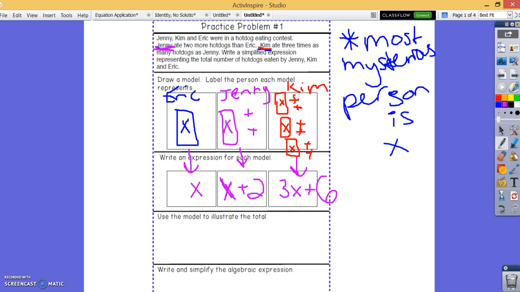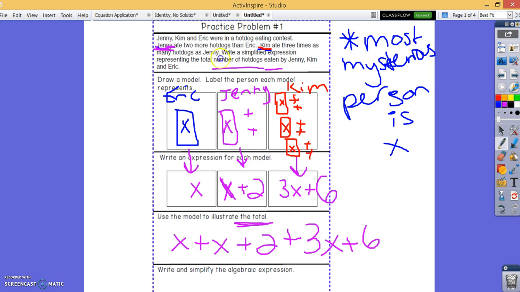Now we're going to use that to illustrate the total. So we've got X plus, because it's Eric's and Jenny's and Kim's. So we're going to add them all together because, again, we want to find the total number of hot dogs eaten. And now we're going to write and simplify the algebraic expression. So we're going to combine like terms, in other words. We've got 1x plus 1x, which is 2x, plus 3x, so that's 5x, plus 2 plus 6, which is 8. And that's my simplified expression.